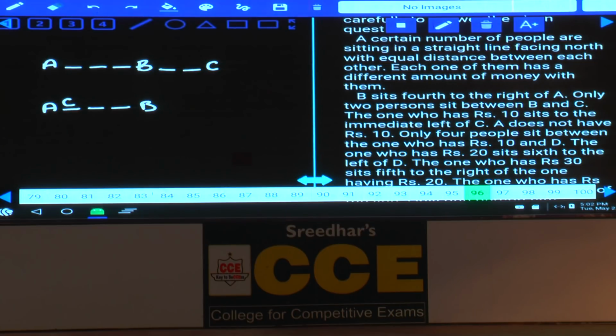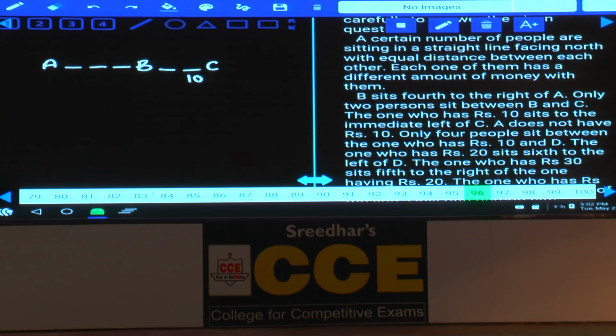And next one, the one who has rupees 10 sits to the immediate left of C. Immediate left hand side of C is having 10 rupees. Here also, immediate left hand side of C is 10 rupees. And A does not have rupees 10. As A does not have rupees 10, the second case is completely ruled out. Now we are left with only one case as of now.